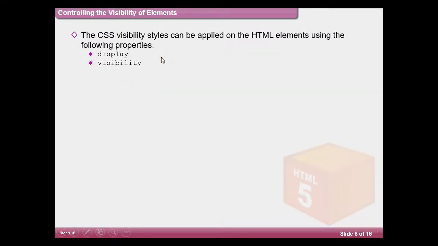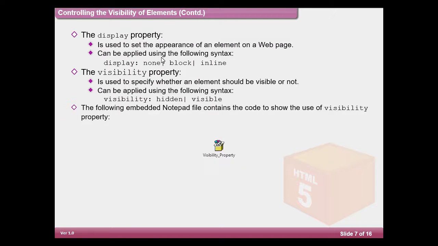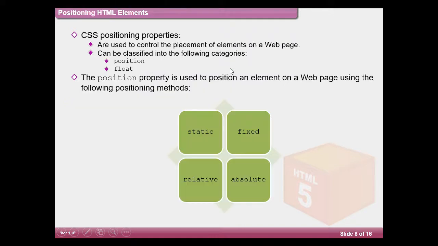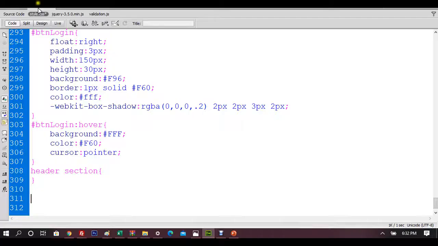The CSS visibility can be applied on HTML elements using the following properties: display and visibility. We've also seen that display properties can be none, block, and inline. We've already seen that, so no need to see it again. The position of a section or a div can be static, fixed, relative, or absolute. Absolute we have seen; static means it doesn't move. And I'll show you fixed today.